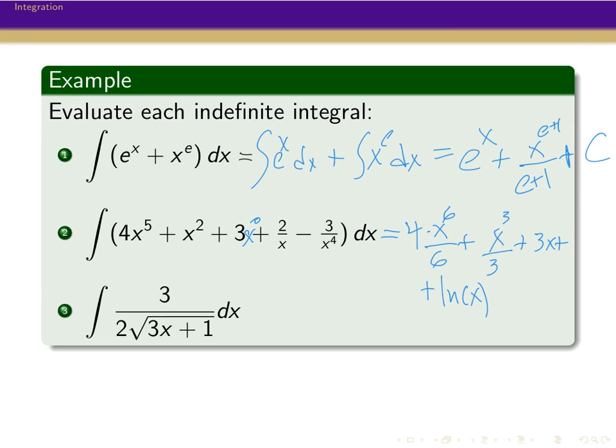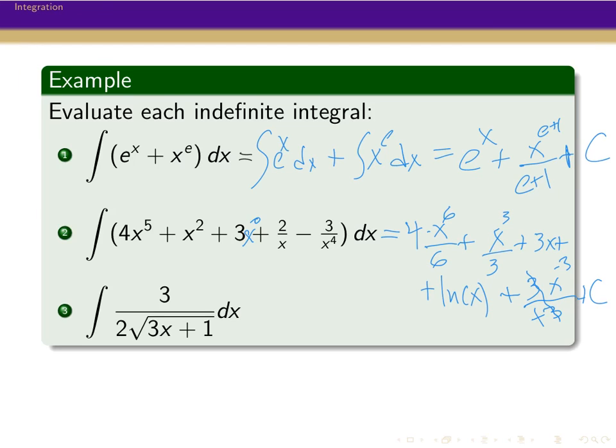natural log of x. And then for the last one, my power of x here is really minus 4. If I have minus 4, adding 1 to that would give me minus 3. And then divide by the new power, minus 3. And so minus 3 over minus 3, that would cancel off. Okay. And then I have a plus c at the end. And so our final answer for this one is 4 times x to the 6 over 6 plus x cubed over 3 plus 3x plus natural log of x plus x to the minus 3 plus c.